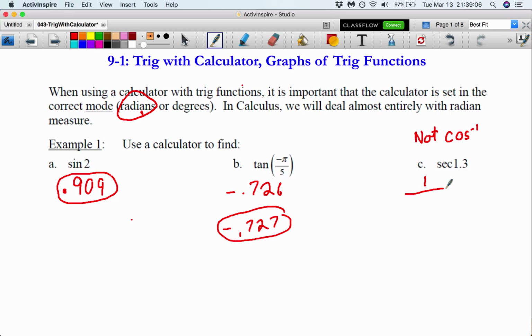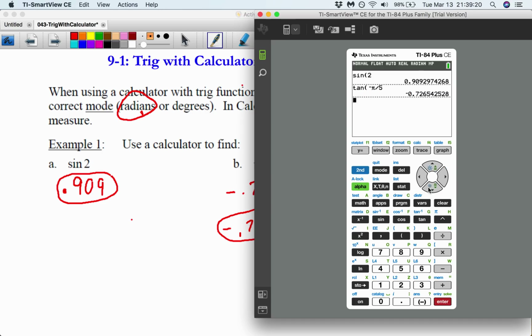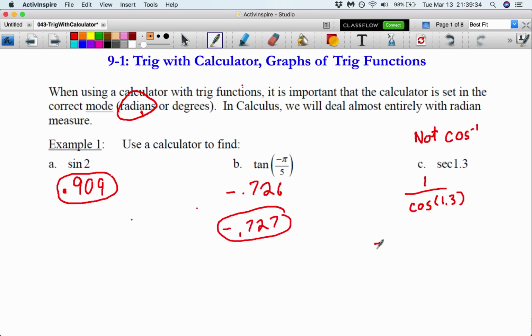Secant is 1 over cosine. And your use of exponents is what's going to screw you up here. These are not the same thing. No, no, no, no, no. All right. So we just have to type this in the calculator and we're good to go. So 1 divided by cosine 1.3. That's 1.3, not negative. 3.738. Done.